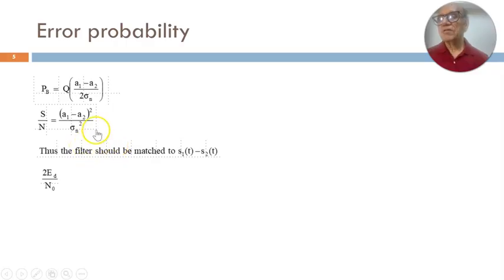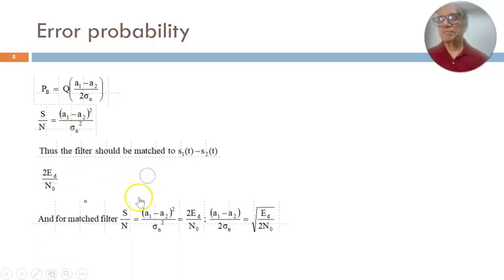Alright, so first order of business is to express this in terms of the energy of the difference signal. So how do we do that? Simply equate this to this and then manipulate. So S by N is (A1 minus A2) whole square divided by sigma N square, that is equal to 2 ED by N0. So from this it's easy to see that (A1 minus A2) upon 2 sigma N will be equal to square root of ED upon 2 N0. So we have obtained this expression because this is the parameter for the Q function.